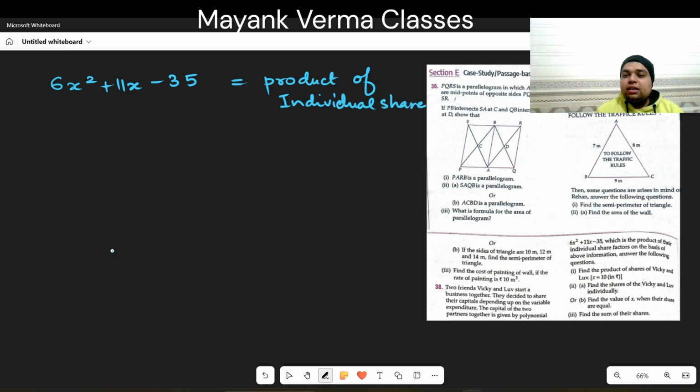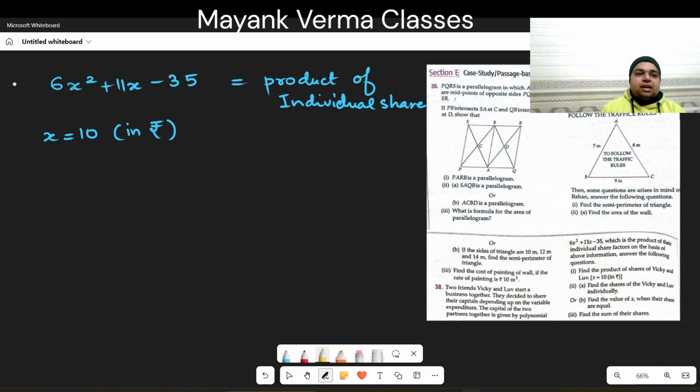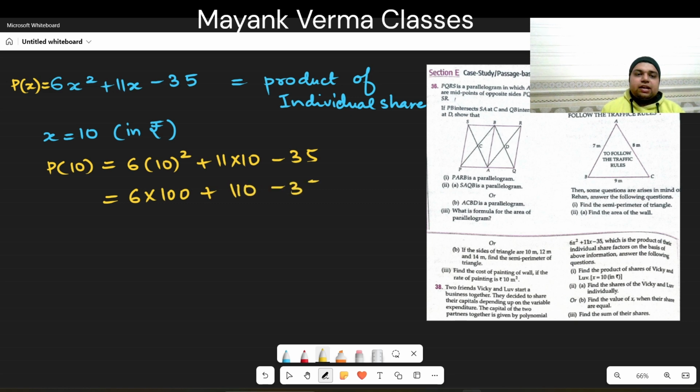Alright, next. On the basis of the above information, answer the following questions. So it is saying find the product of share of Vicky and Love when x is equal to 10 rupees. Okay, so first let's name it as P of x. This is given to us. So P of 10 will be equal to, in place of x, we will just substitute 10. Right, 6x square plus 11 times 10 minus 35. So 6 times 100 plus 110 minus 35. So 600 and 110 minus 35 will be 75. So rupees 675 will be the answer for the first part.